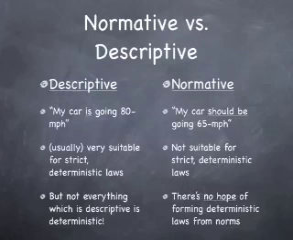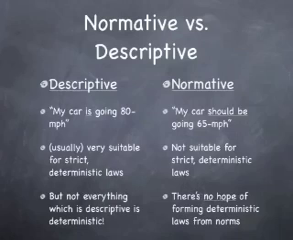Okay, normative versus descriptive, once more. The mnemonic is the car's speed to a speedometer. Descriptive: my car is going 80 miles per hour. Normative: my car should be going only 65 miles per hour. Descriptive ones are suitable for strict deterministic laws. Normative characterizations are not suitable for strict deterministic laws.